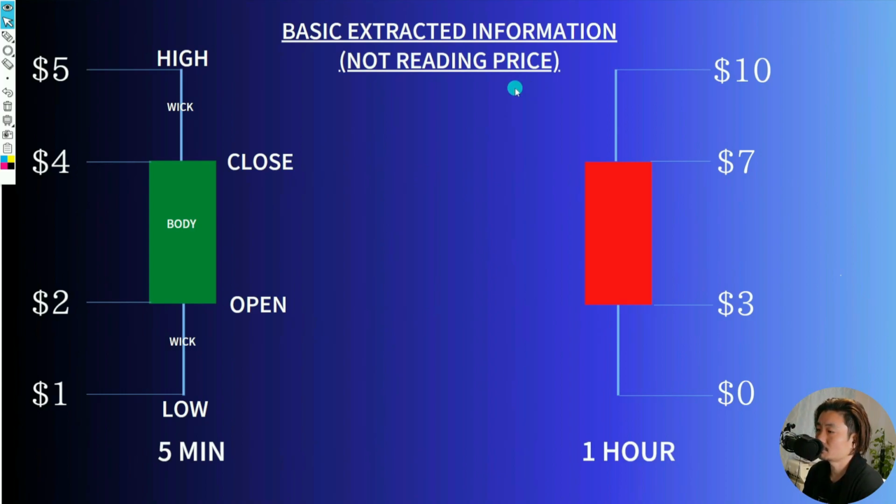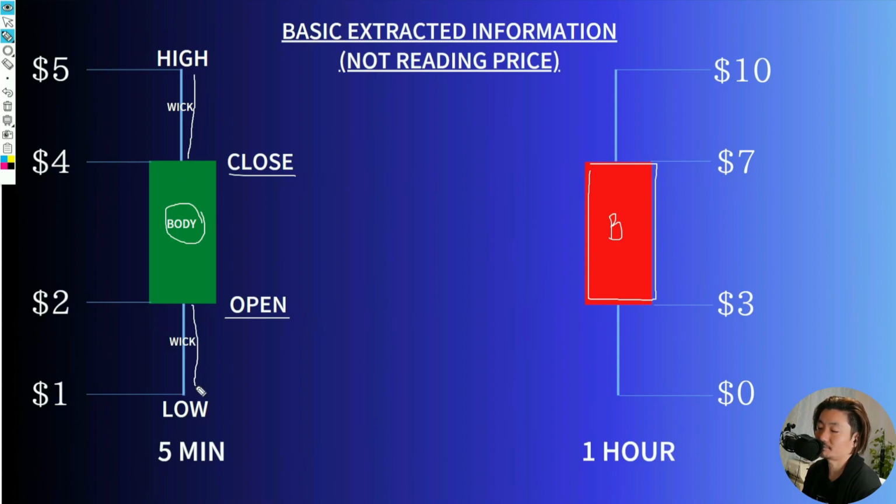All right, so let's go over some basic terminology. The area between the open of a candle and the close of a candle is referred to as the body. So this area right here will be the body. And these two lines that are sticking out of this body are referred to as wicks. These are the elements of a candle that actually tell us where the low point and the high point were within a given time period.